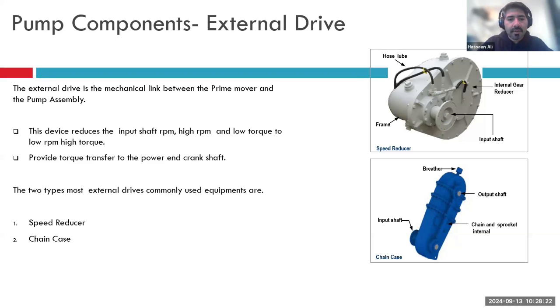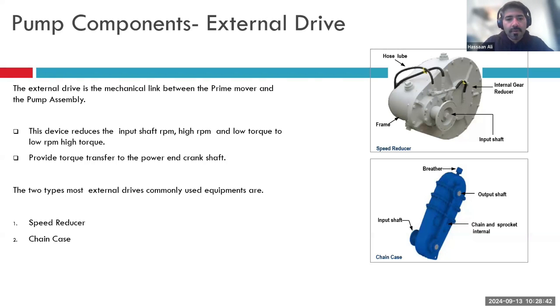And the secondary function of a speed reducer or gearbox is to transfer that torque from the end of the shaft of the engine or prime mover to your reciprocating pump.